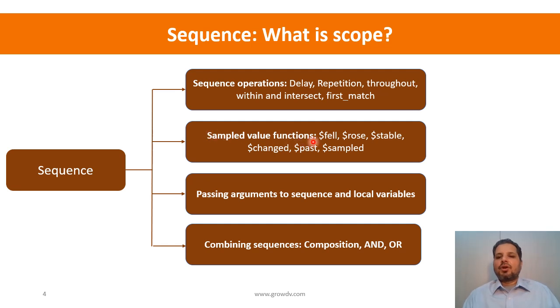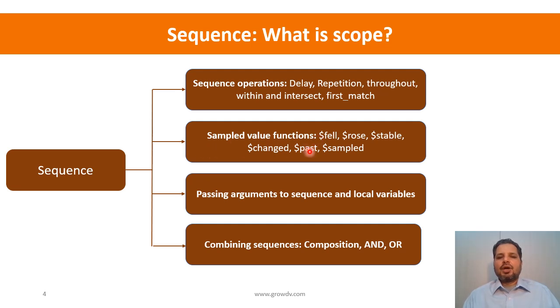These are very useful. You have $fell, $rose, and then $stable, $changed, $past, $sampled. If you remember, we had used this $sampled in the action block to print the value sampled in the preponed region. And we will look into the usage of each of these sampled value functions.